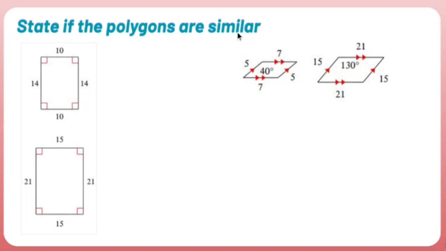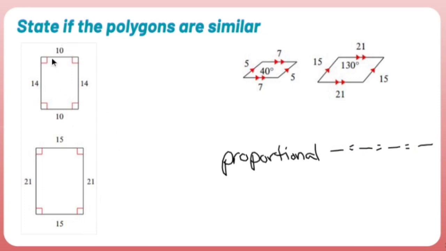State if the polygons are similar. So I have to check if these two are similar, and I have to check if these two are similar. It's two things that you're looking for here. You have to make sure that all of your sides are proportional. That means if I have a quadrilateral, I have to make sure that one fraction equals another fraction equals another fraction equals another fraction. Okay, and I do that with corresponding sides.